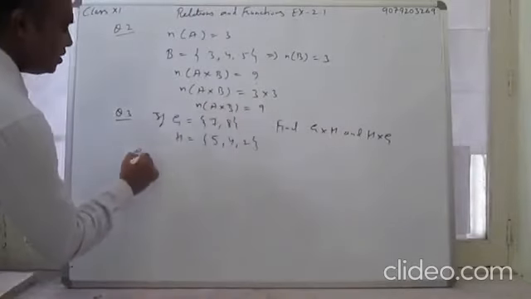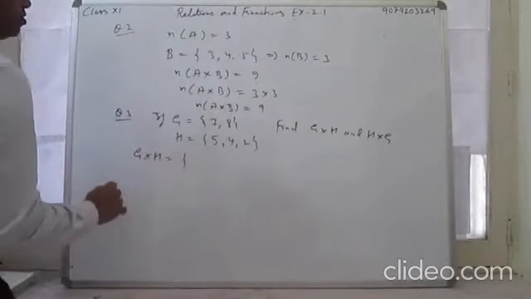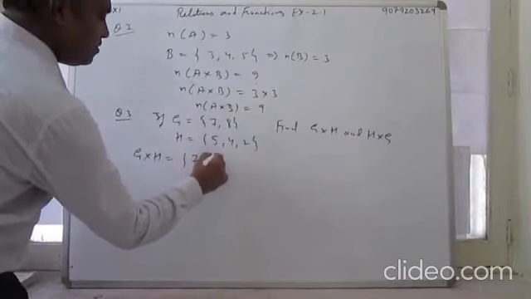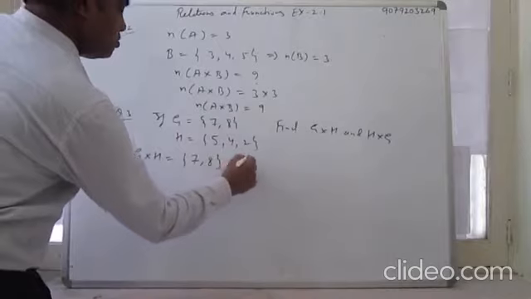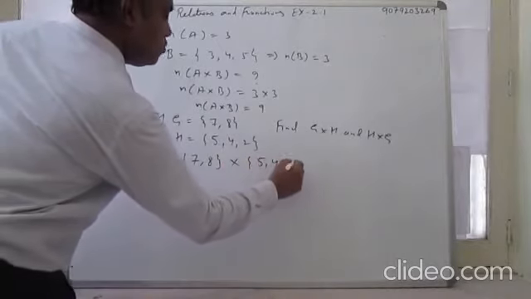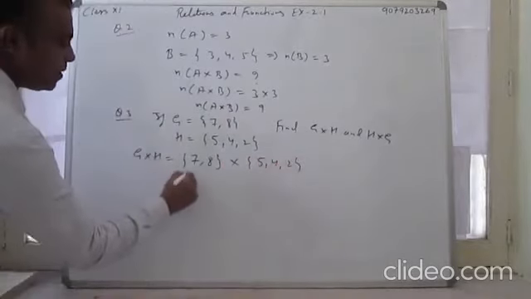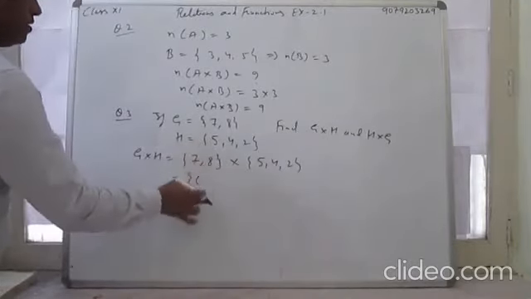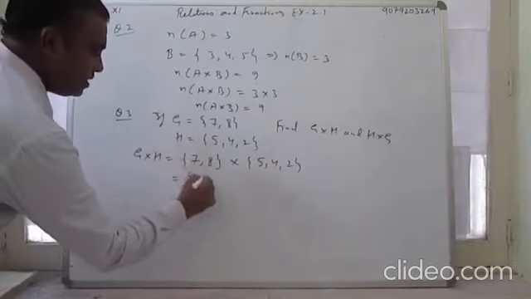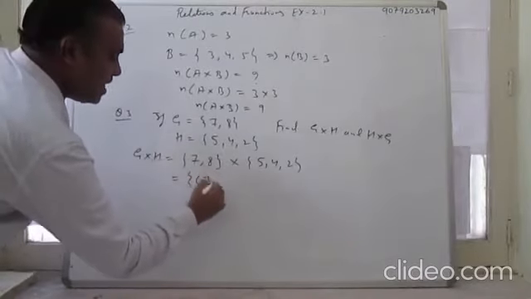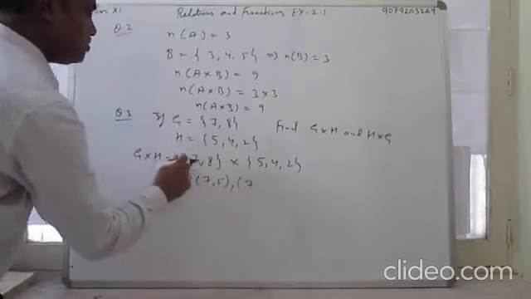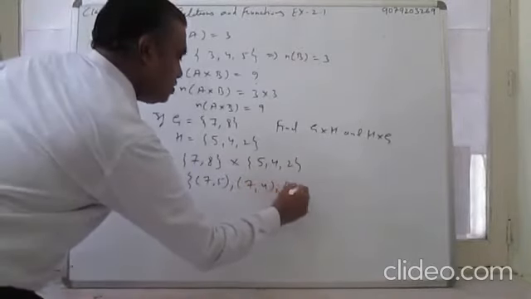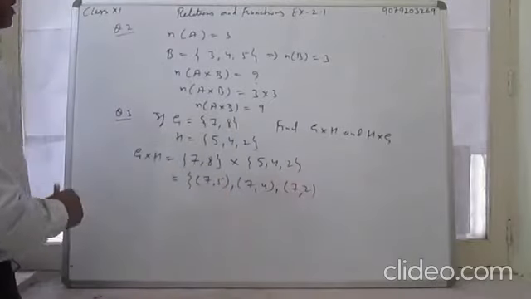First we find G cross H. So what is the element set of G? {7, 8} cross {5, 4, 2}. So what is the ordered pair? In curly brackets, write the ordered pair: first element of set G and second element of set H.